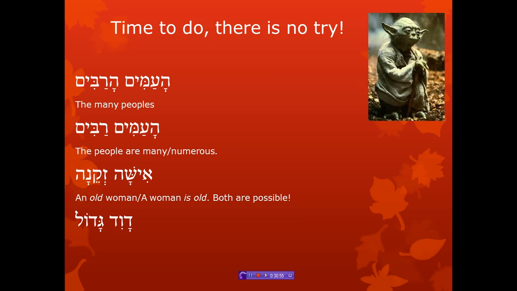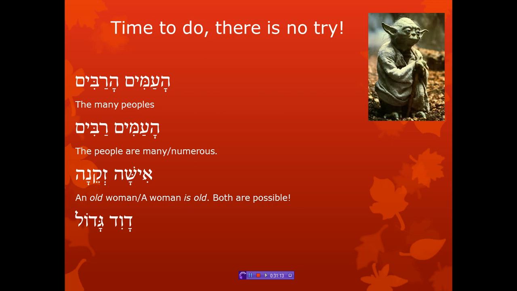So I give you that example as a way of showing you that there is some ambiguity here, and it is possible to have examples in which both are there. Okay, and then finally, David Gadol. David gadol. What do you think? Is this a predicate or attributive?